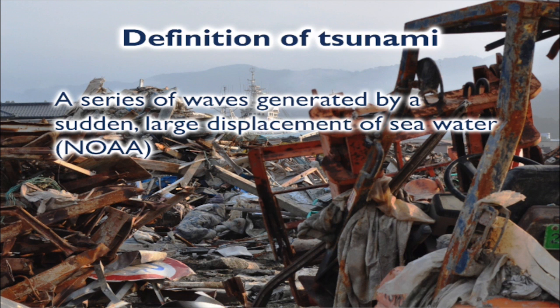So what is a tsunami? A tsunami is a series of waves that are generated by a sudden, large displacement of seawater. So let's talk more about tsunami genesis and propagation, because it's really important to understand where these things begin, how they occur, and so on. So remember back to the earthquake module that we just finished as well. We talked about this idea of the tsunami being generated by an earthquake.